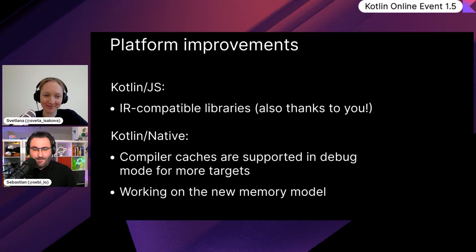For Kotlin JS, we are currently continuing our journey towards a stable IR backend, which comes with new interoperability with the JavaScript ecosystem and also topics like better code size, faster compilation, and more. And what I would like to highlight specifically here is that even though the backend is currently still in alpha, a lot of libraries are already compatible with this new compiler, so you can try it.